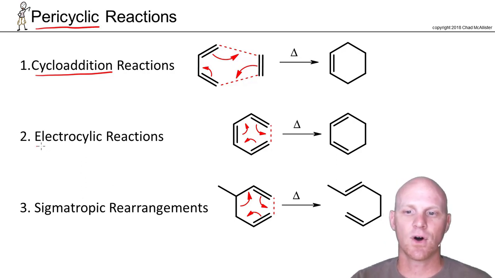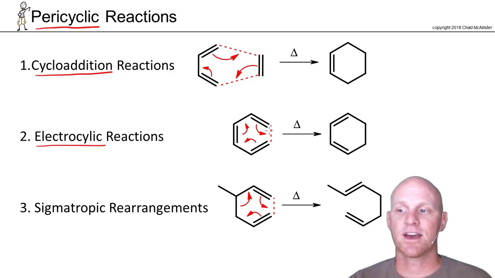The second type is called an electrocyclic reaction, and in this case we just have a single pi system, and we're either closing a ring like we're doing in this case, but it turns out they're completely reversible, so you can also open the ring. So they're just ring opening and ring closures.